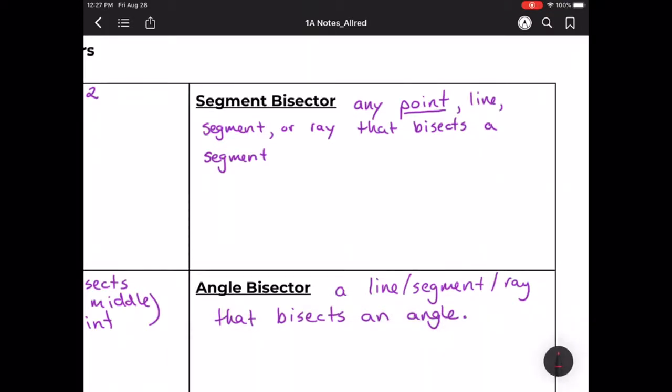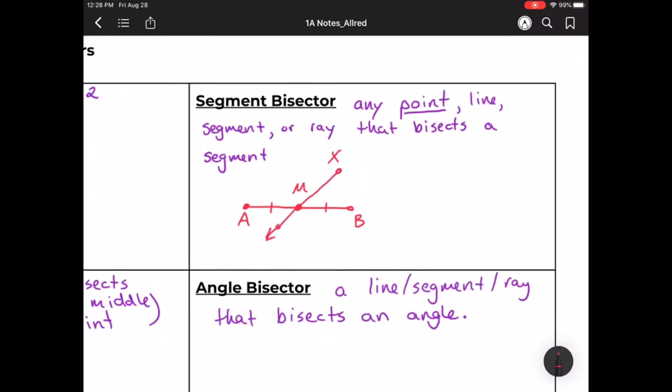So I'm going to show you what that might look like. If I have some segment AB, and I put point M right there so that AM is congruent to MB, that is a segment bisector. But it might not just be a point, it might be another segment. Let's call it MX. MX would then also be a segment bisector.